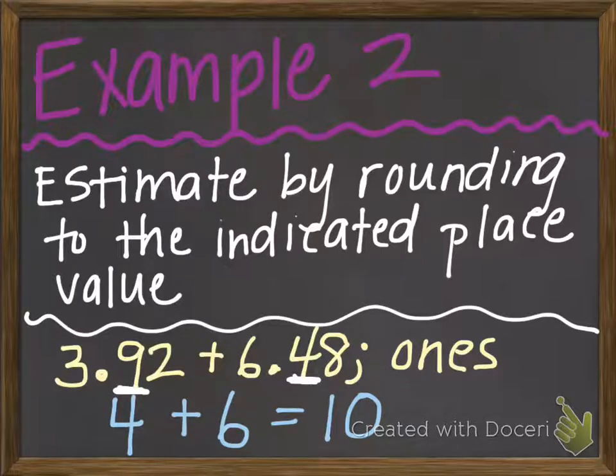This will be a really good strategy to use whenever we are adding and subtracting decimals in our next section, because this is a good way to check and make sure that our answer makes sense. So 3 and 92 hundredths plus 6 and 48 hundredths should be about 10.